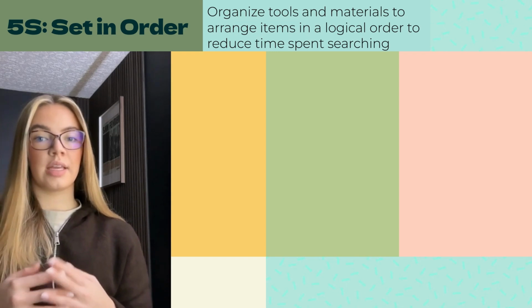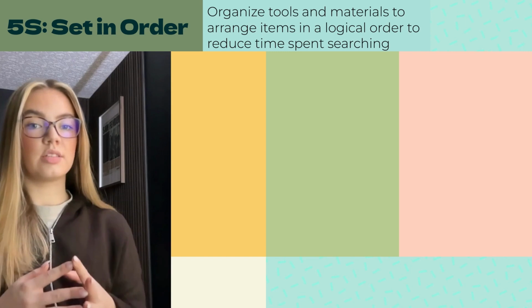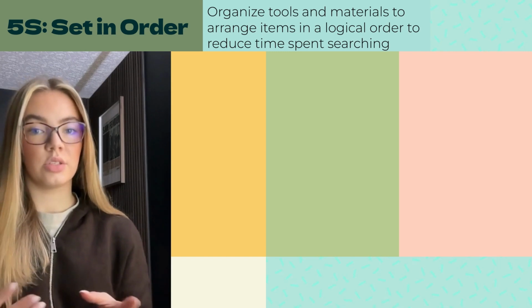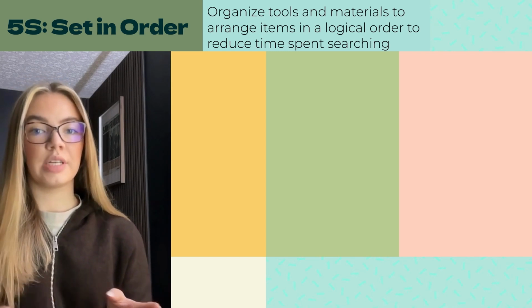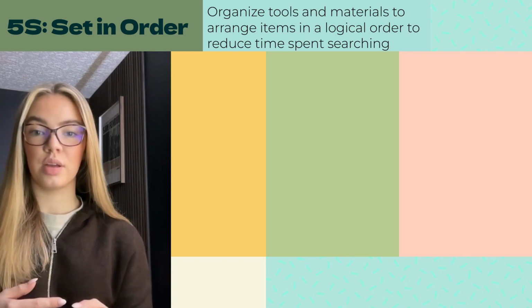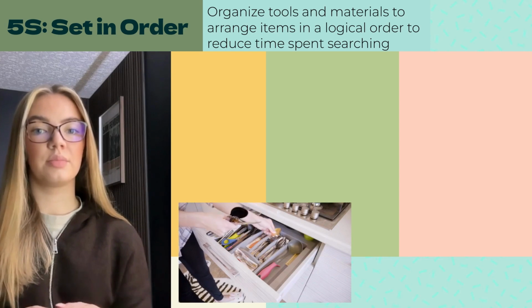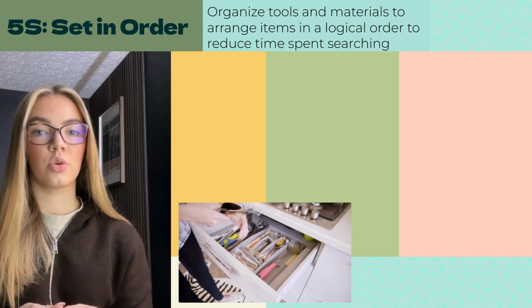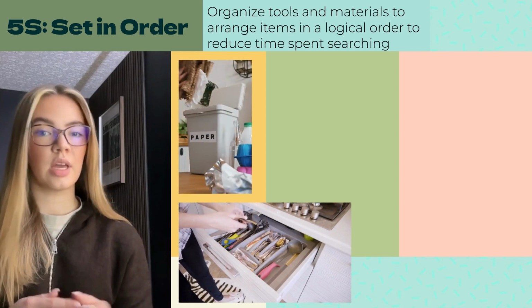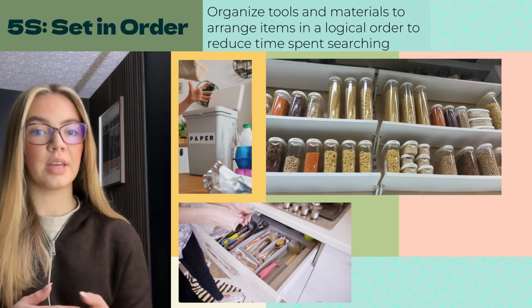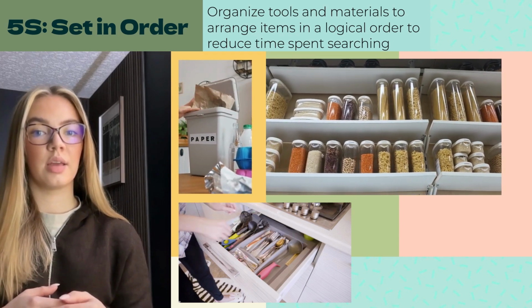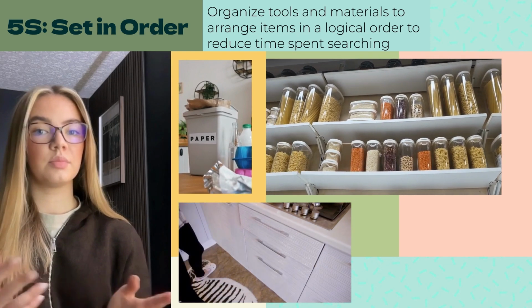So, we've got our clean kitchen, but our cooking equipment and ingredients are still a bit scattered. We can apply Set in Order to really streamline our meal prep. Think about it. We all know where the cutlery drawer is in our kitchen, right? We know where we store the pans, where we sort our waste, and we keep our dry foods in one place and other foods in another. That's Set in Order in action.